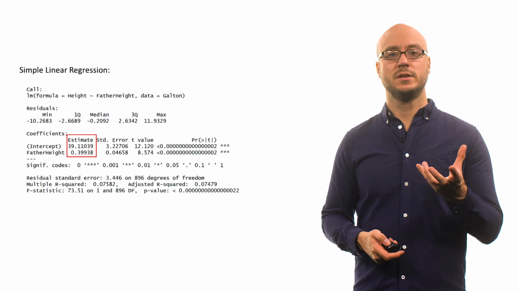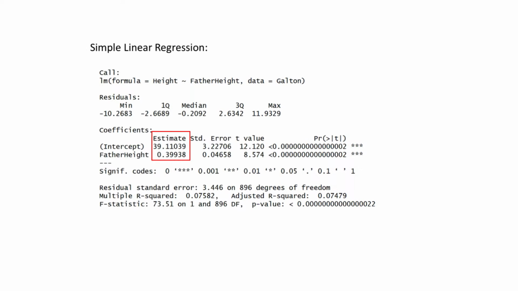This is our simple linear regression output, just using father's height. We get an intercept and we get a slope for father. We have an intercept of 39 roughly, and a slope of 0.40. For every 1 inch increase of your father's height, we expect the height of children to increase by 0.4.